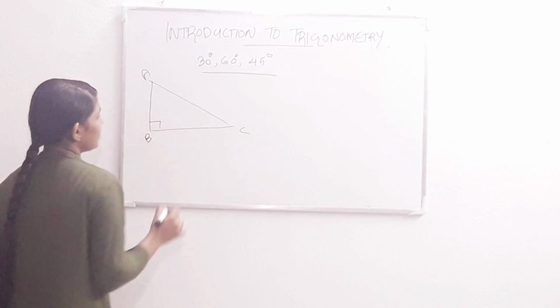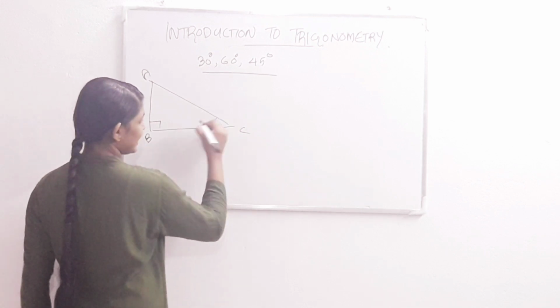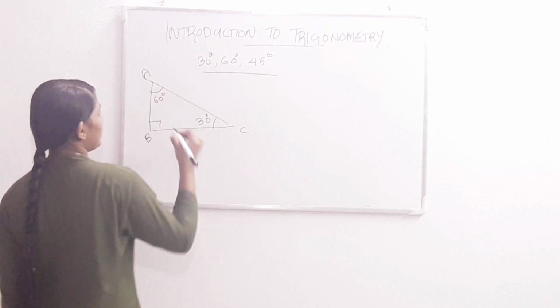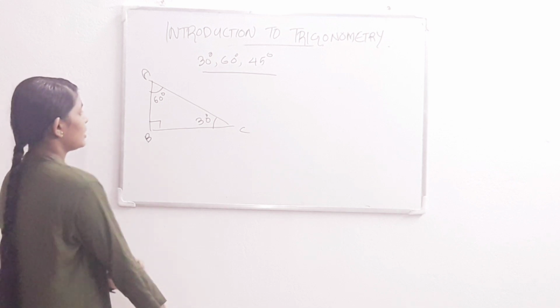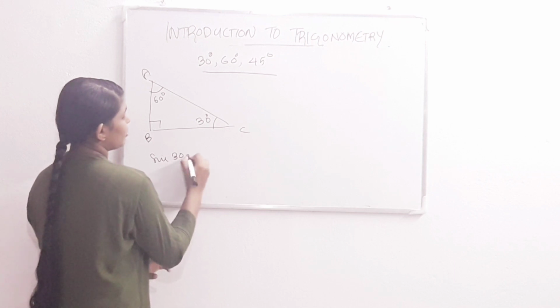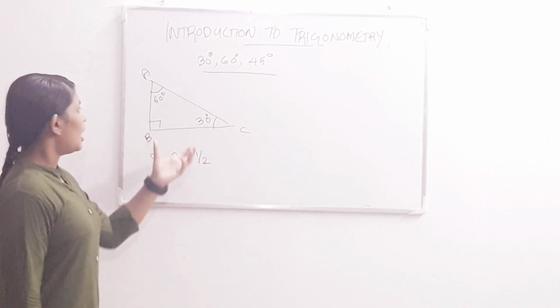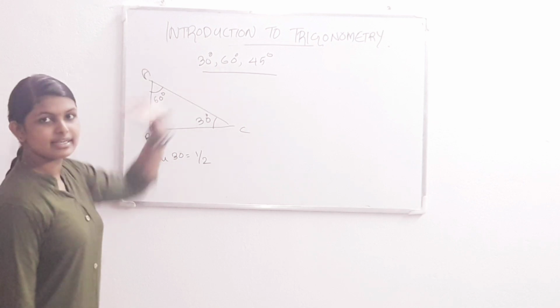This is 90 degree and we have to take either A or C as 30 degree. Okay, let us assume that C is 30 degree. So this will be 60 degree since the sum of the angles of a triangle will be equal to 180 degree. Okay. So remember the sin 30 value, and sin 30 value will be equal to 1 by 2. If this one value is known, we can derive the trigonometric ratios of 30 degree and 60 degree.